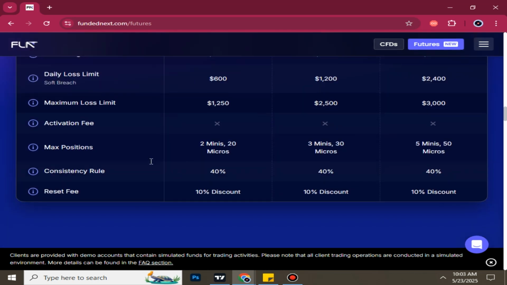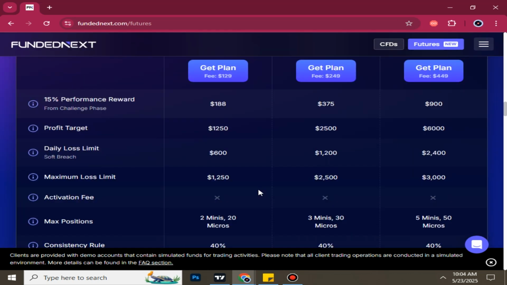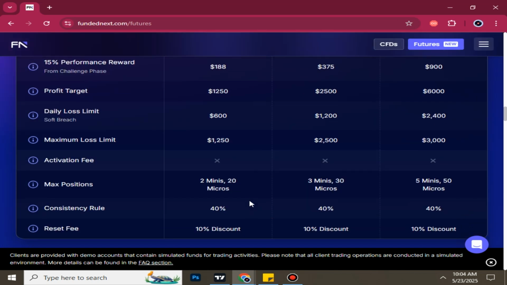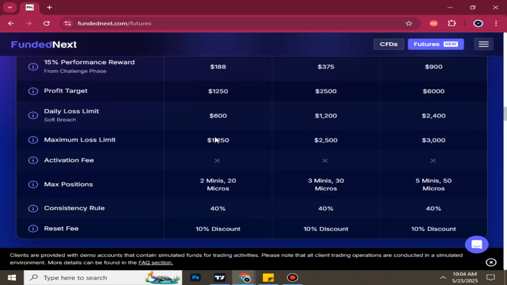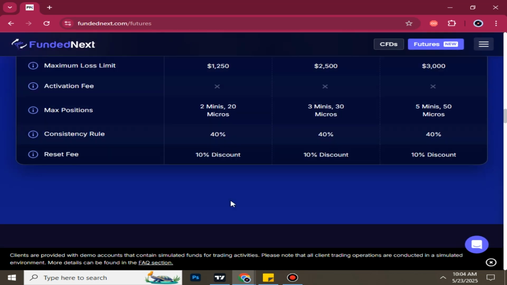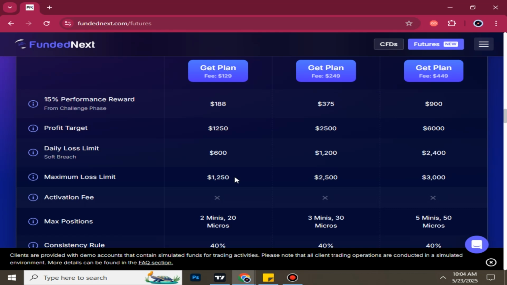And let's just see. Now we have maximum position, that's like 2 minis and 20 micros, consistency rule 40%, and reset fee at a 10% discount, right? So just choose your plan, and I think there's no phase two. Once you hit your target, 6%, you get your live account and start payout. I believe the first withdrawal is usually after 5 days. I mean, not fast withdrawal. Withdrawal is every 5 days, I believe.